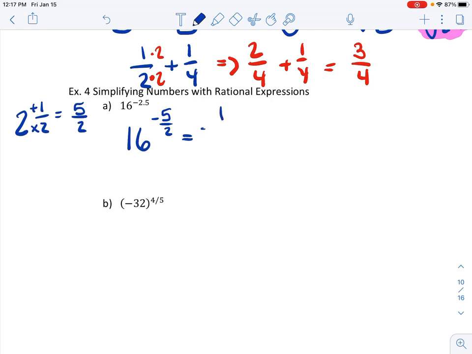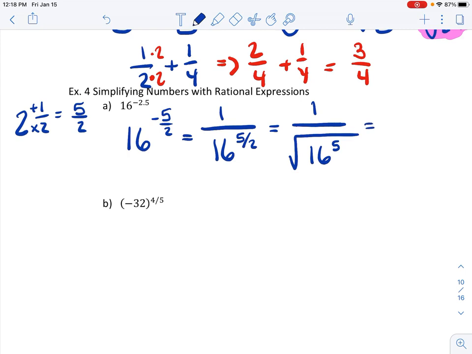This makes the whole thing go into the denominator, so we have 1 over 16 to the 5 over 2 power. Then I have power over root. So I have the square root of 16 to the 5th power. So I'm going to just use a calculator and figure out what 16 to the 5th power is. That is actually a really large number. The square root of 1,048,576.